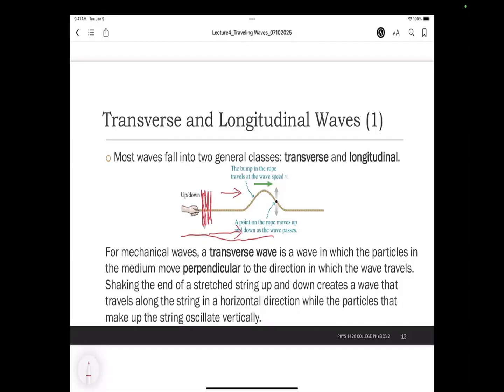Shaking the end of a stretched string up and down creates a wave that travels along the string in a horizontal direction, while the particles that make up the string oscillate vertically. Actually, like this, the particles in this string oscillate vertically, but the wave travels in this direction. This kind of wave, we call a transverse wave.